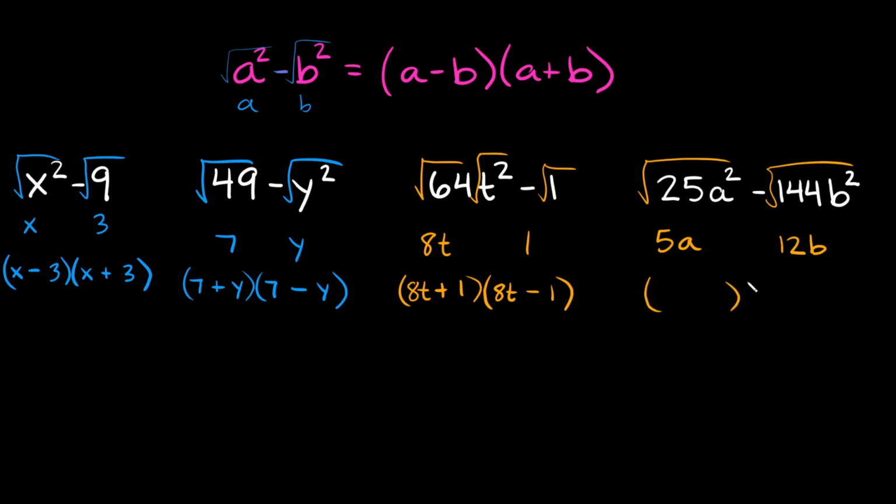So if we factor these, first we're going to have 5a right there and right there. And then lastly, 12b, and I'll try and fit that in. That's what she said. And then again, one's a plus, one's a minus, and you're done.